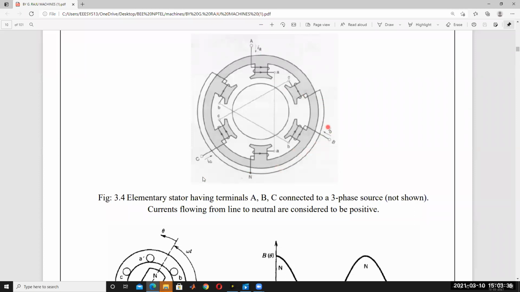R phase, Y phase, B phase, or A, B, C, A phase, B phase, C phase, star connected. All second terminals are connected at a particular point. Where is the second terminal? This is the second terminal, connected here. The second terminal of this winding is connected here, and the second terminal of this winding is connected here. That means all winding second terminals are connected at a particular point. That point is called the neutral. That means this is called a star connection.